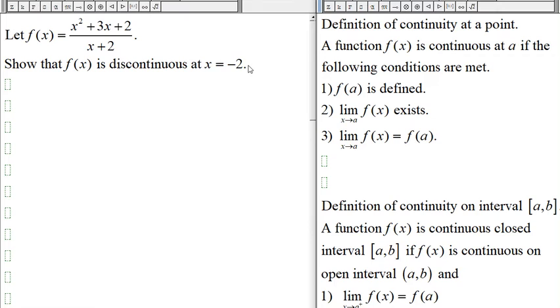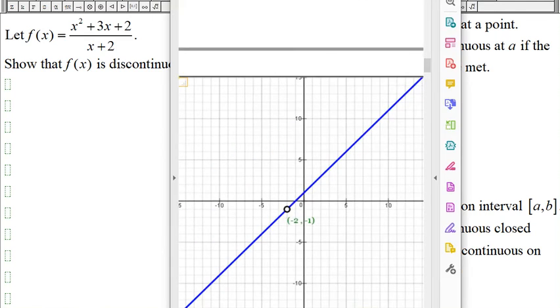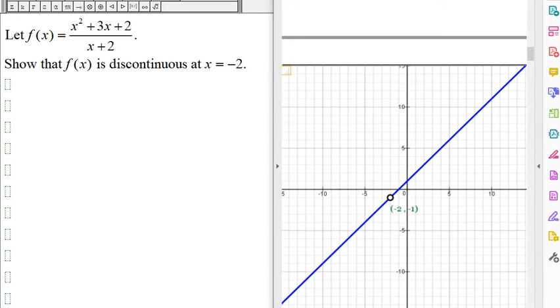And for this example here, we want to show that f of x is discontinuous at x equal to negative 2. And so what we need to show is that one of these conditions is not met. And that's how we show that the function is discontinuous at negative 2. And let's look at the graph of the function first.